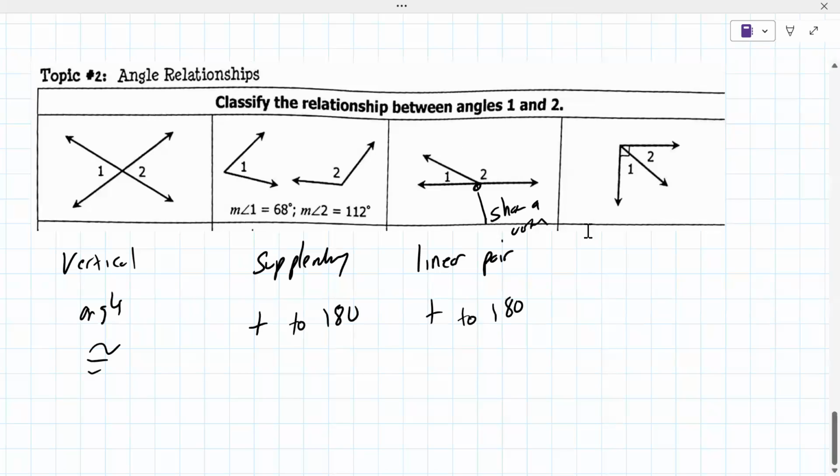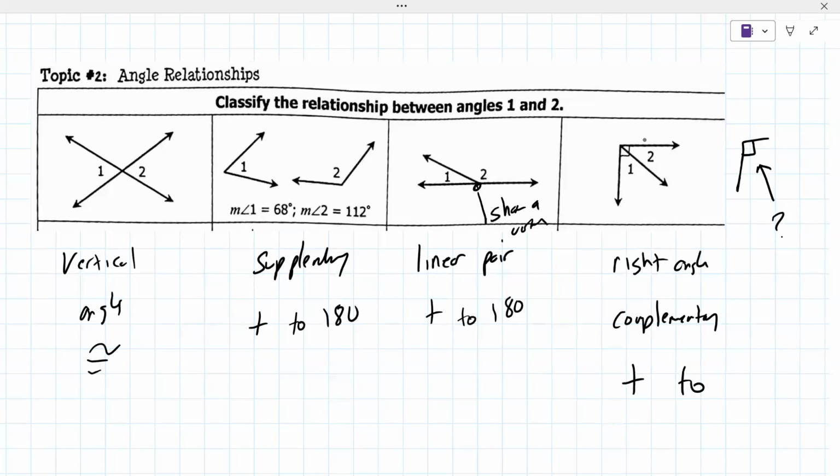All right, how about angles 1 and 2 in the fourth one? What do you notice about those? They've been bisected, I think. What about that rectangle there? What does that mean? Or square, sorry, it's a right angle, 90 degrees. Okay, so right angle, we use the word complementary. What does it add to? 90. Yes. Right.